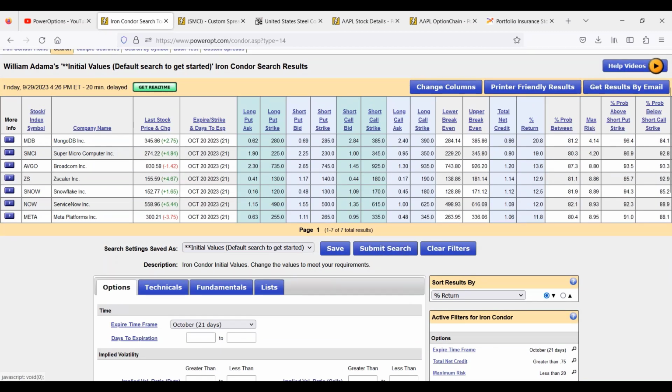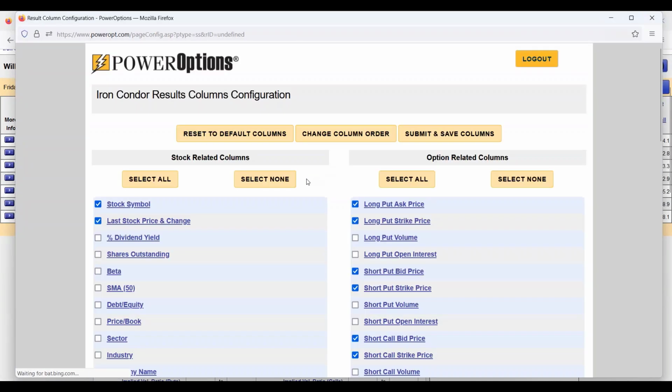Let's see here. I've got my probabilities shown. I don't have the percent out of the money. I have the upper and lower break even. I'm going to clean this up a little bit. I'm going to go into change columns here.